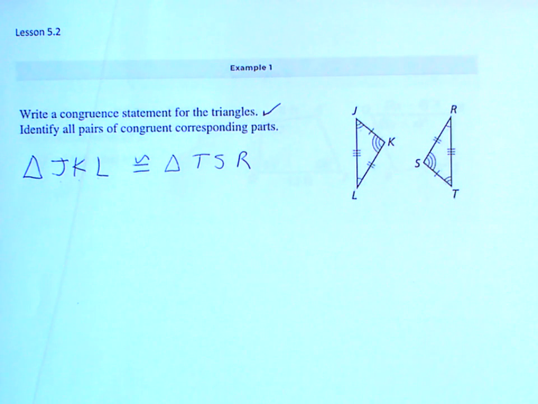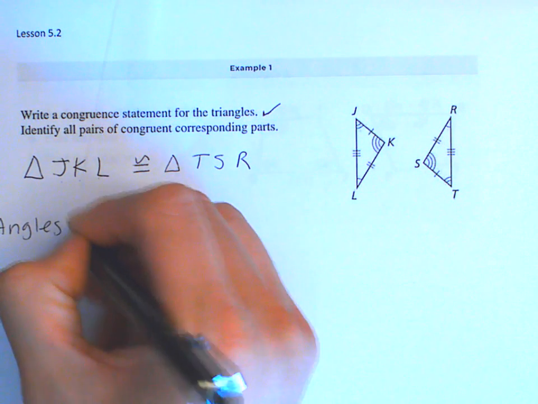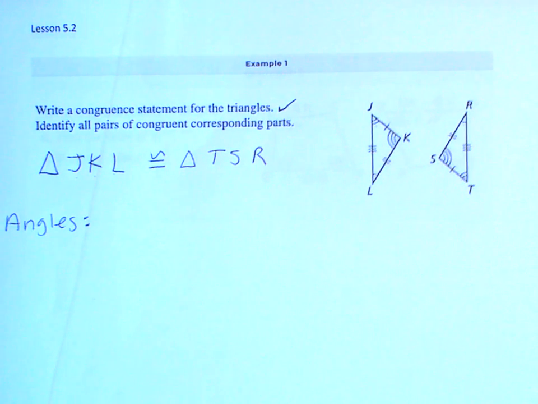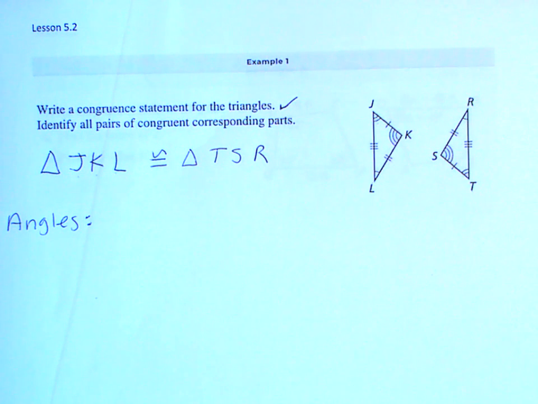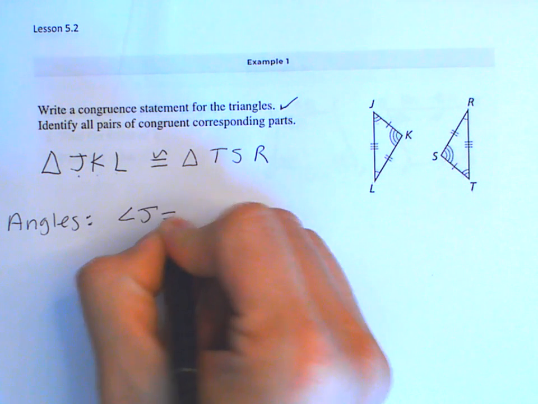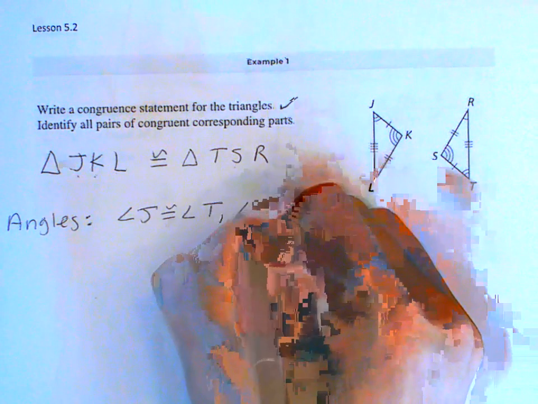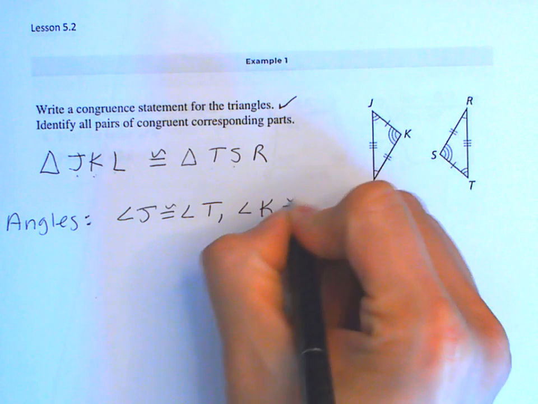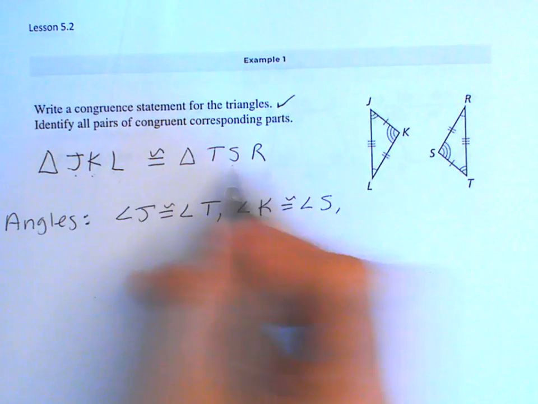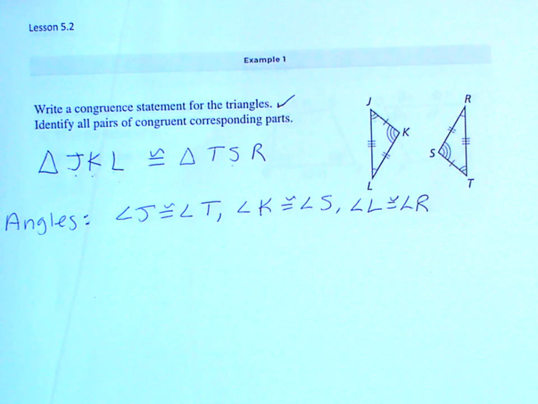Now we're going to identify all pairs of congruent corresponding parts. So let's begin with the angles. Now, it's very easy to figure it out because you can use the congruent statement or you can even use the same diagram. Okay, I'm going to show you how to do it using the congruent statement. J and T are congruent. Angle J congruent to angle T. K to S. And L to R. There you go. There's all your angles.